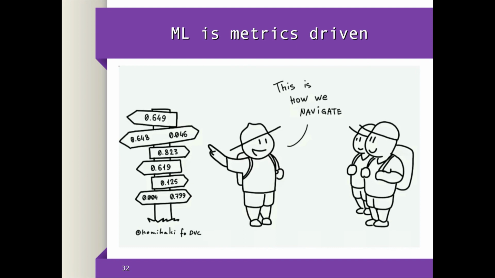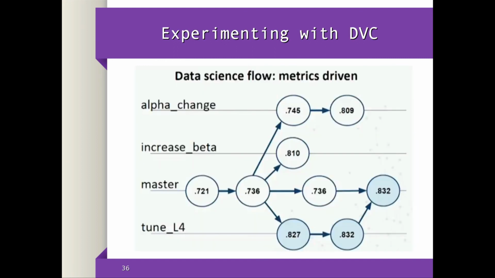So you could have a few friends working with you on the same experiment. You think that the best way to improve the metrics of your algorithm is to tune the L4. So you create a branch for that and you keep testing. But your other friend thinks you're wrong. He thinks that increasing the beta is a better choice. And the other friend thinks, no, let's change the alpha. So you're all working on that. At some point, you will indeed find that you have the best model. Then you merge that back into master. And just like Git branches, you can leave the branch there, or you can delete them.